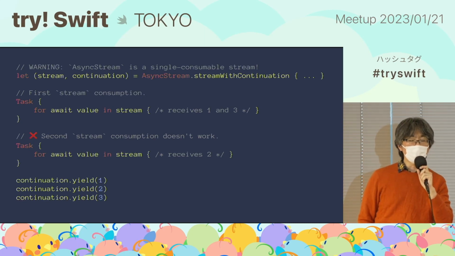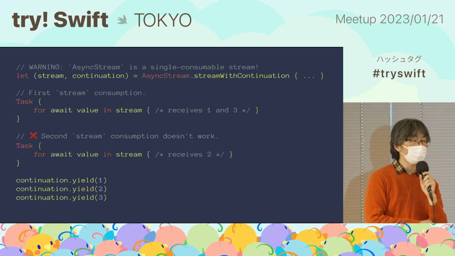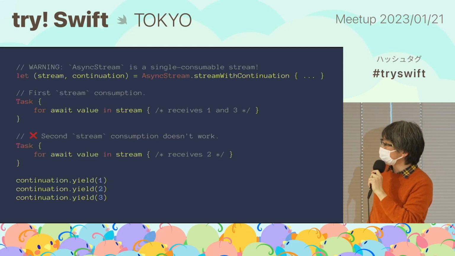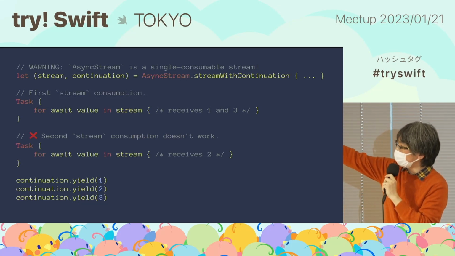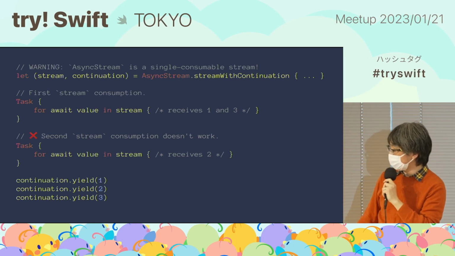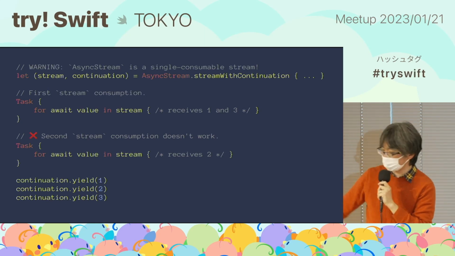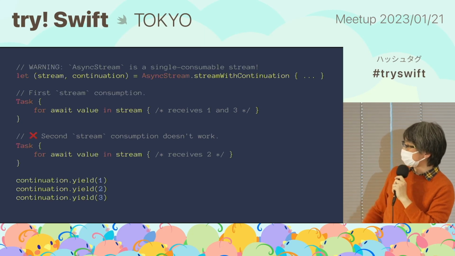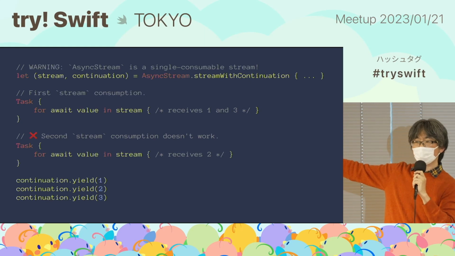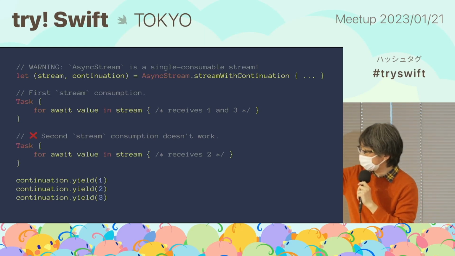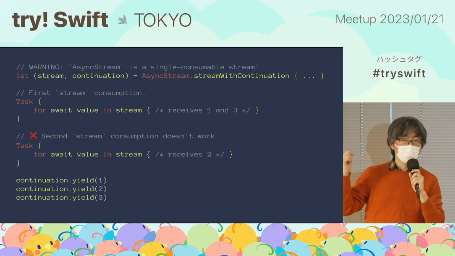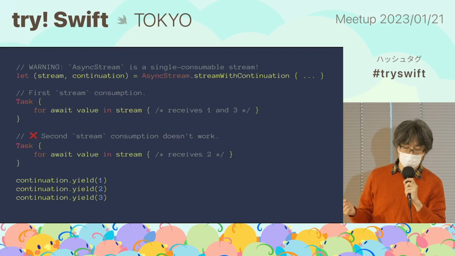But Swift concurrency is a more primitive structure and is not designed in that way. Consider AsyncStream, for example, stealing the continuation outside, and we do the same thing, two tasks, and we call for await each, and then send continuation yield. The result is that the first for await will receive 1 and 3 only, but not 2. And the second for await will only receive 2. So this behavior is known as a single-consumable stream.